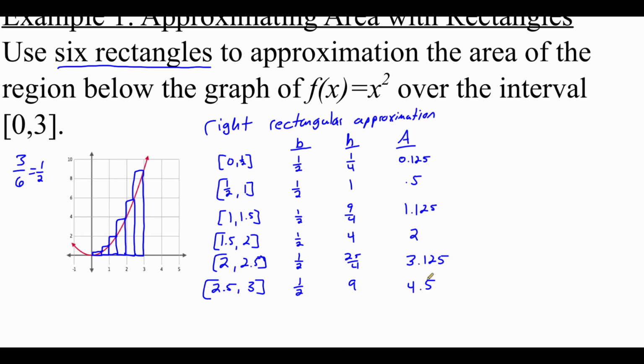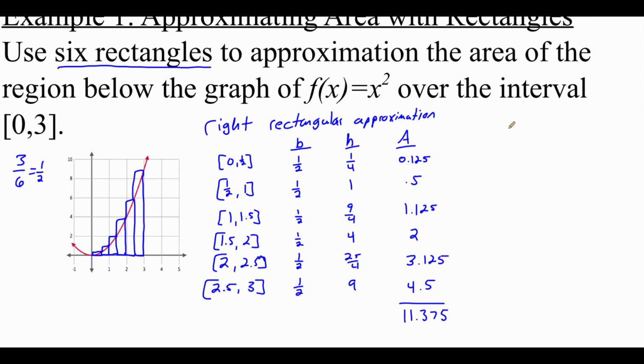Now what I can do with all of these individual rectangles, all of these individual areas, is add those together. So if I take all of these area values and add them together, we're going to get 11.375. Now what I want you to notice about this picture, using this right rectangular approximation, is that we've got some portions of our rectangles that are overhanging that graph. They're going above the graph. So this 11.375 is an overestimation of what this area was going to be.